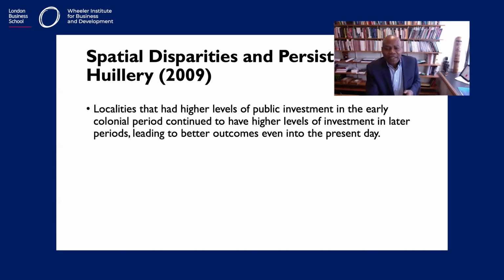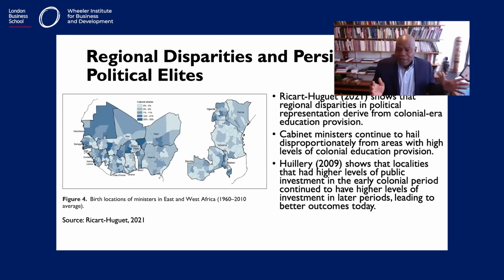Okay, so talking about inequality, there are several aspects. One is political inequality. Richard Huguet, a student from Princeton, showed that regional disparity in political representation in governments was driven by colonial-era education provision. Cabinet ministers continue to hail disproportionately from areas with a high level of colonial education provision. So it shows that regional divergence today, in the political representation and political power of various communities and regions, is in part driven by investment made in schooling way back.